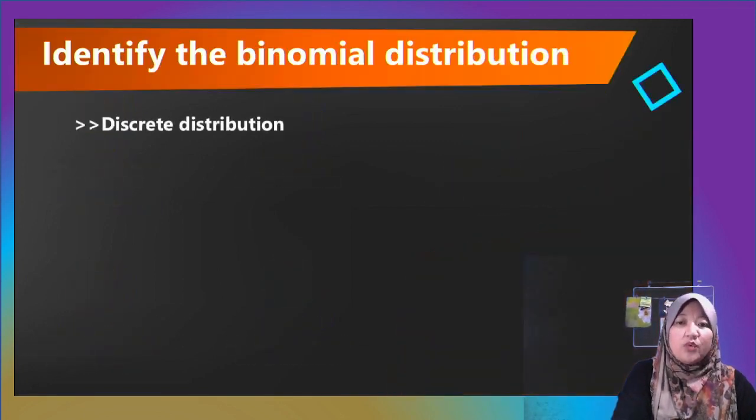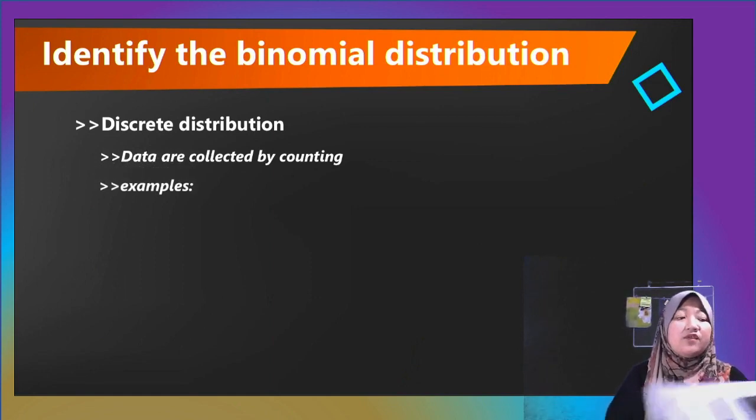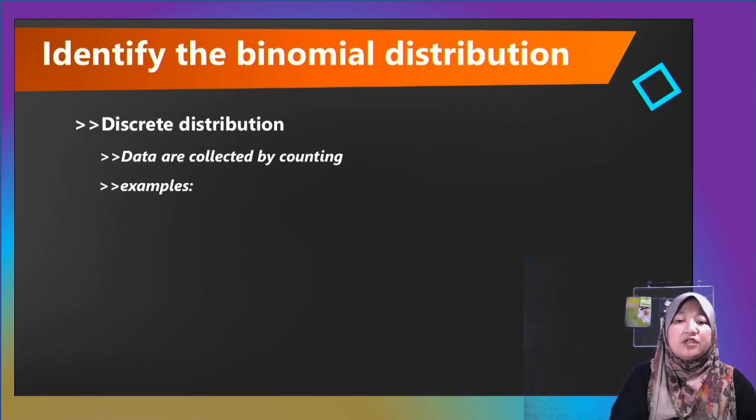So, we have 2 points to identify the binomial distribution. The first point is discrete random variable. The data collected for binomial distribution are counting numbers. I'll give you a few examples. So, we identify together whether the example is a discrete distribution or not.